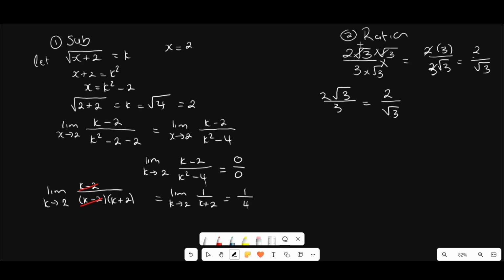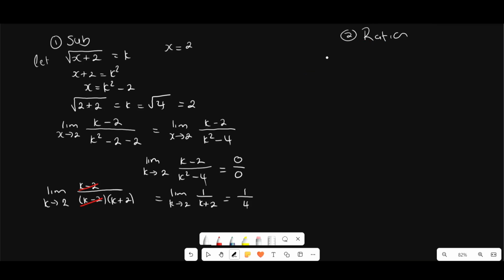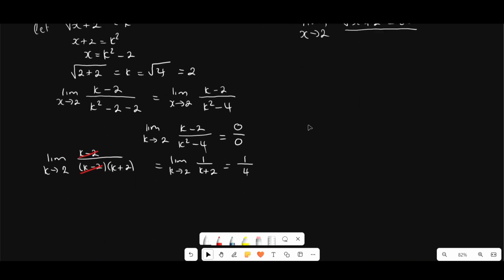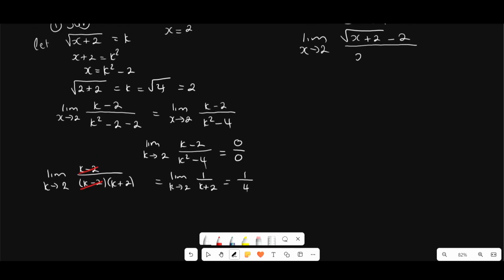So let us just jump into it. We had the limit as x approaches 2 of the square root of x plus 2, and then minus 2, all divided by what was it again? It's x minus 2.